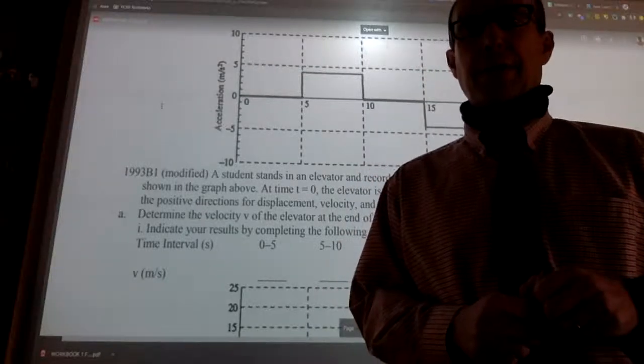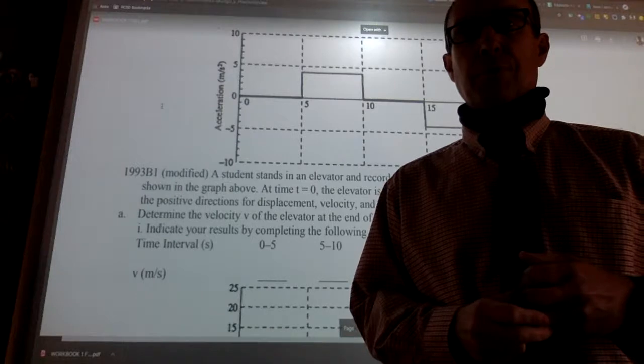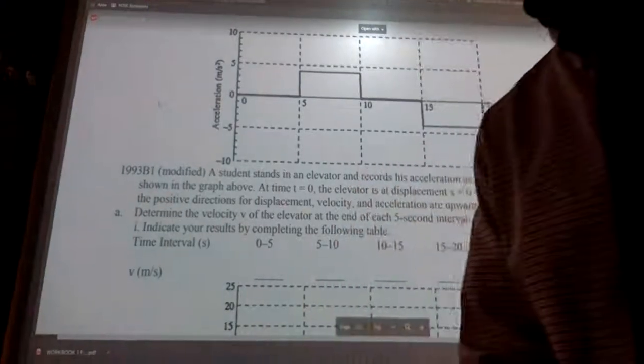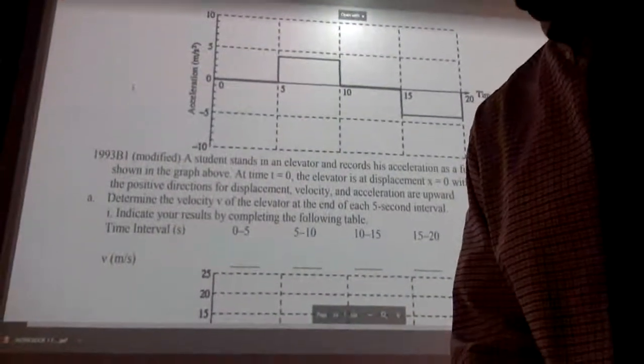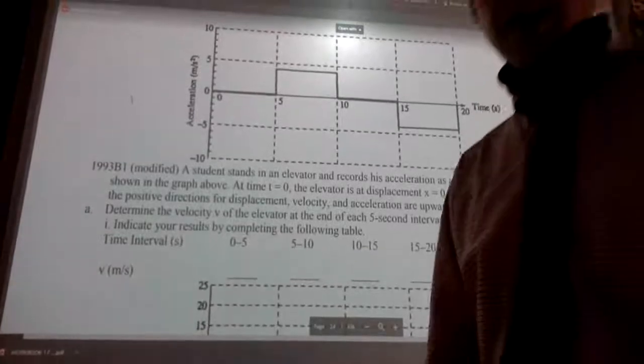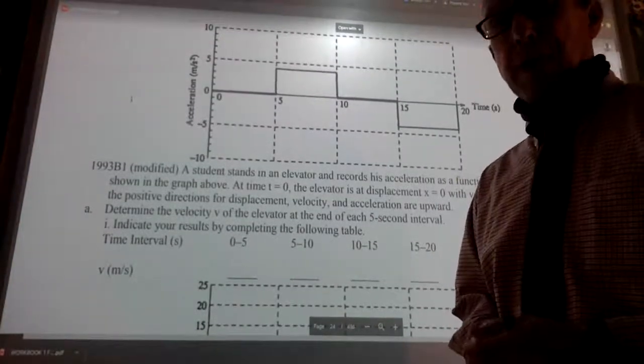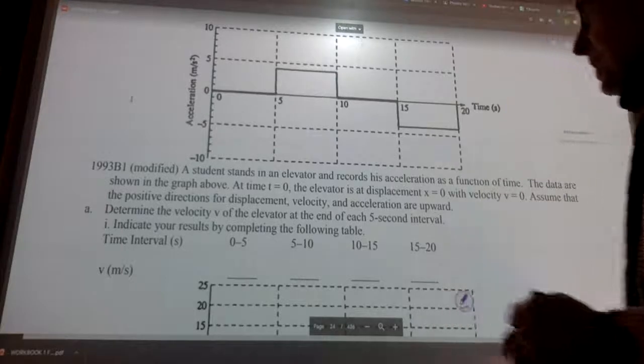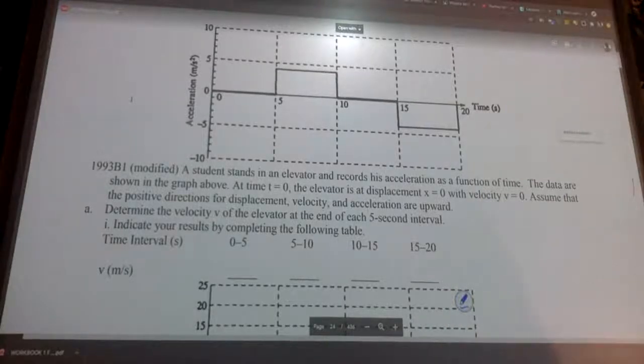Welcome back, guys. This is going to be a review question for the exam you're going to be taking. This covers kinematics in one dimension and going from a graph to a different graph. It says a student stands in an elevator and records its acceleration as a function of time. The data are shown in the graph above.